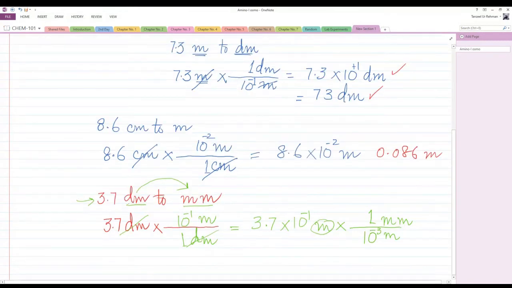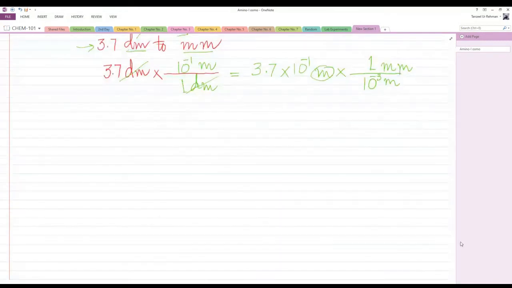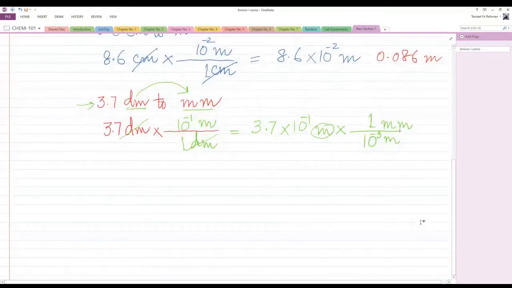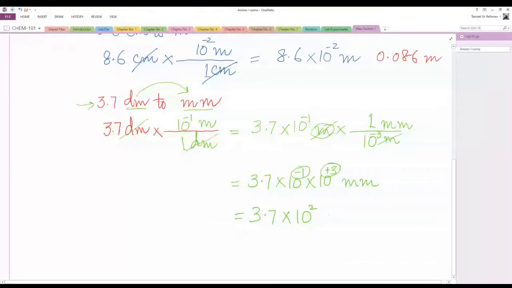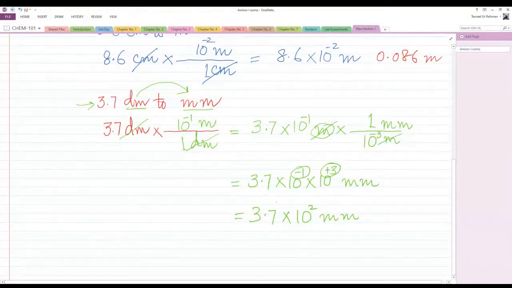Now meter is cancelled with meter. What is your answer? 3.7 into 10 to the raised power minus 1. When this minus 3 goes up, it becomes plus 3 millimeter. Now plus 3 minus 1, what should be your answer? 2. Very good. 2 millimeter. This is your answer, boys.